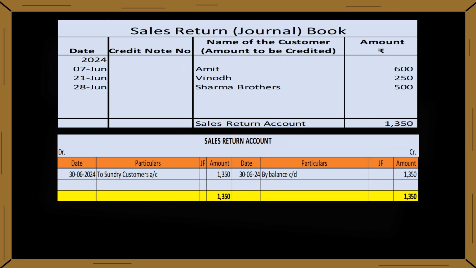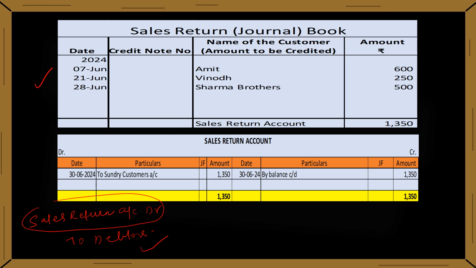The next subsidiary book which we are taking is the sales return journal book. The journal entry for sales return is sales return account debit to debtor account. This is totally the opposite of the sales journal entry. In the sales journal entry, debtors account is debited to sales. If you reverse it, instead of crediting sales, we are debiting sales return here. Sales return to debtors.